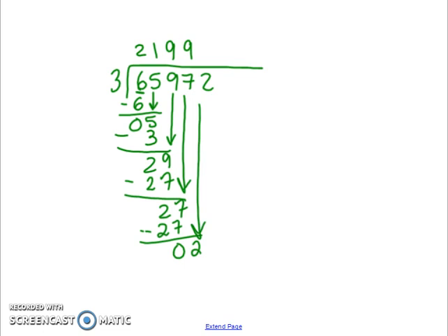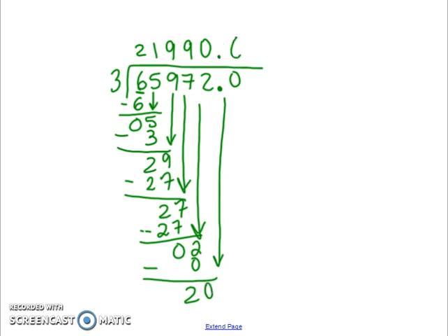And 3 can't go into 2 again, so we put a 0. 0 times 3 is 0. We subtract, we get 2. So we're going to put a decimal point here and put a 0. And now we bring this down. So 3 can go into 20 6 times.